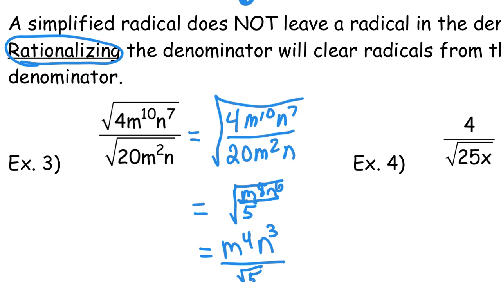Here's the rationalizing part. Sorry. Huh? Wait, was that a 6? Yeah, it was a 6. Never mind.